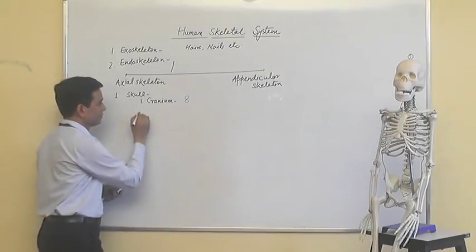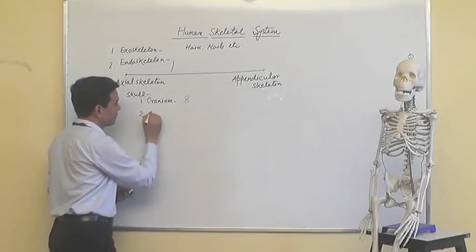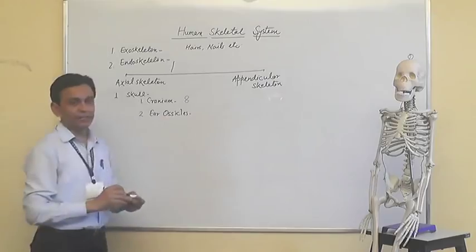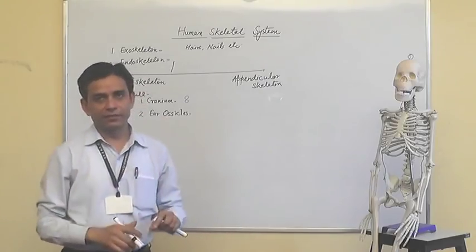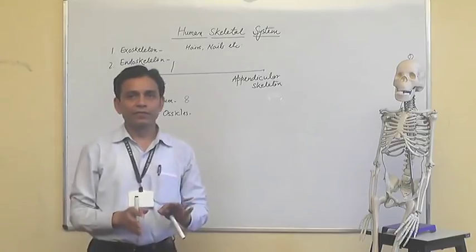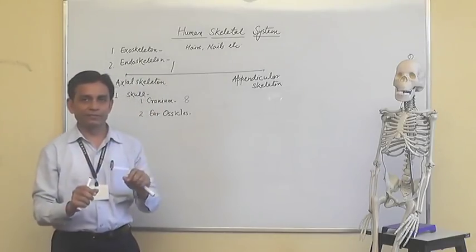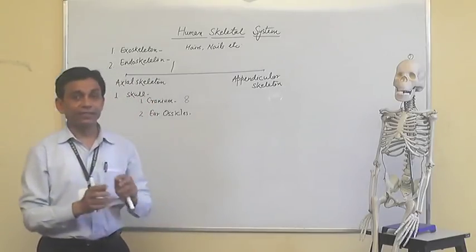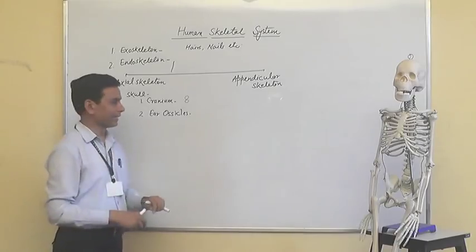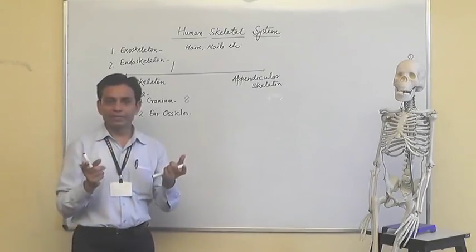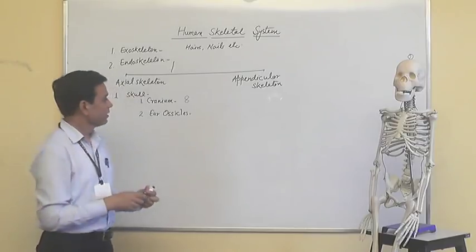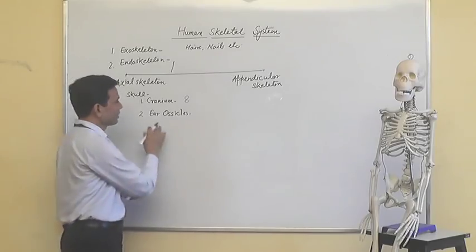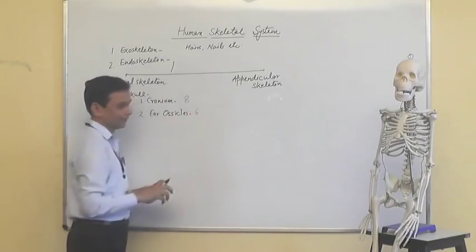Number 2 part, that is ear ossicles. Dear students, we have 2 ears and each of our ears consists of 3 parts: external ear, middle ear and internal ear. And there are 3 bones in our middle ear. We have 2 ears, so the total bones are 6. The 3 bones are malleus, incus and stapes. The total bones are 6 in our middle ear.